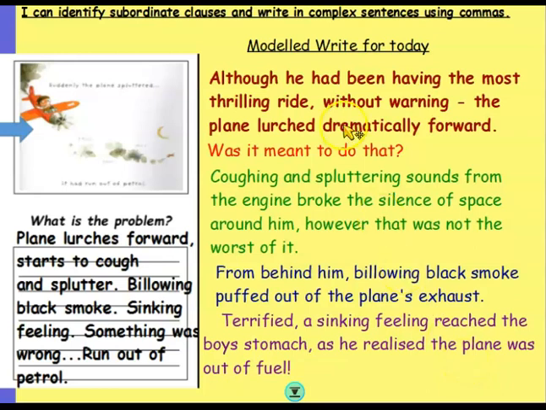So, although he'd been having the most thrilling ride, without warning, the plane lurched dramatically forward. Was it meant to do that? Coughing and spluttering sounds from the engine broke the silence of space around him. However, that was not the worst of it. From behind him, billowing black smoke puffed out of the plane's exhaust. Terrified, a sinking feeling reached the boy's stomach as he realised the plane was out of fuel. Now, two things. Have I used my plan? Well, definitely I have. And secondly, have I got complex sentences in there? Well, I know that I have.